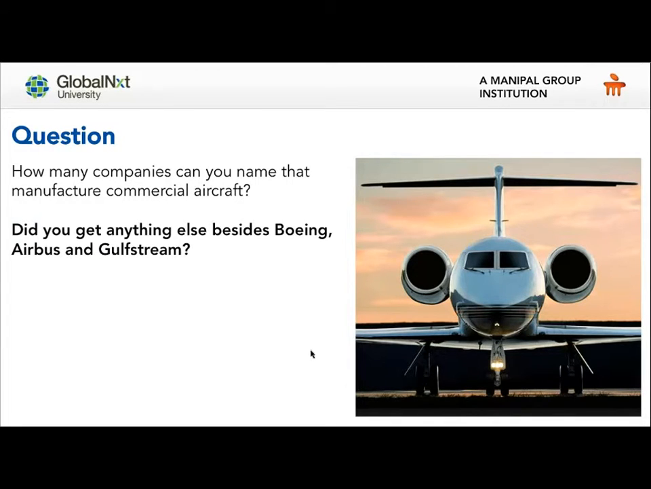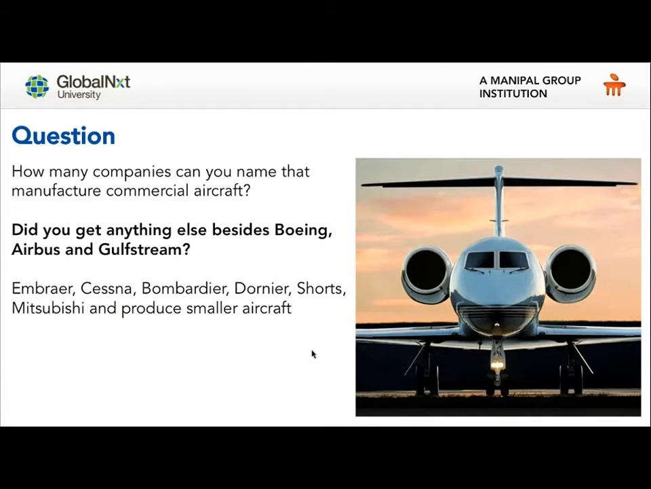So why did I ask you that question? Okay, so a lot of you said Boeing. A lot of you said Airbus. No one said Gulfstream. And there are a few other smaller players as well: Embraer, Bombardier, Shorts, Mitsubishi. They produce generally very, very small aircraft. But the people who make large aircraft, typically only two companies, Boeing and Airbus. Gulfstream is a manufacturer, but most of their planes are generally of a smaller size.